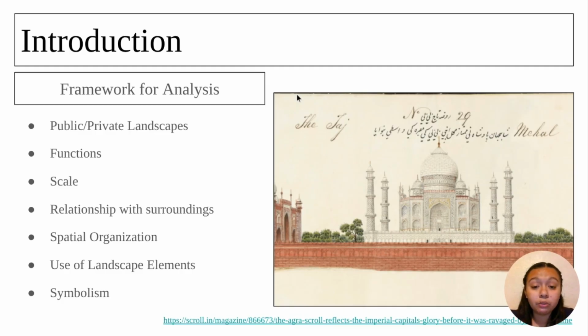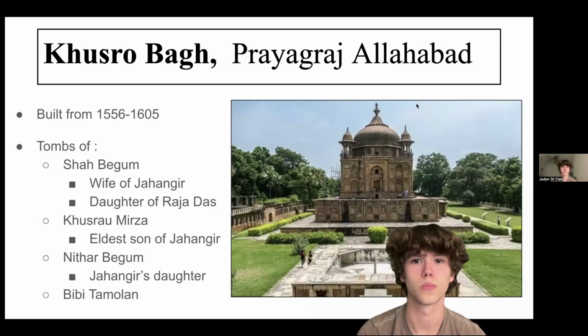For this project, we were asked to analyze a few different examples of Mughal tomb gardens. Some of the characteristics that are going to be analyzed are whether the garden is public or private, the functions of the garden, their scale, their relationship with its surroundings, the spiritual organization used in the gardens, the use of landscape elements like landforms, water, and vegetation, and the symbolism that each garden has. Using this framework, each of my group members will analyze and discuss their chosen gardens.